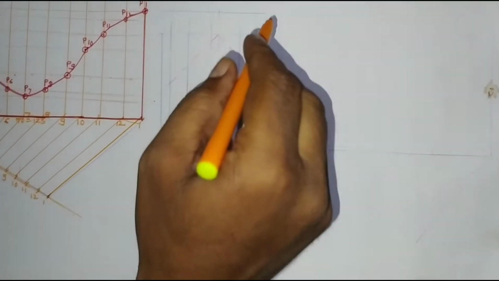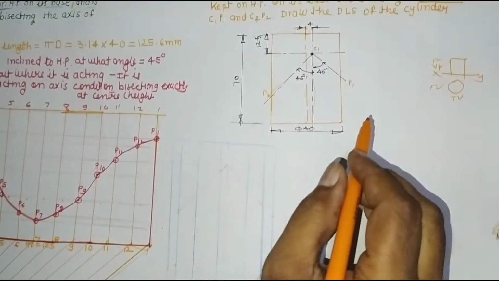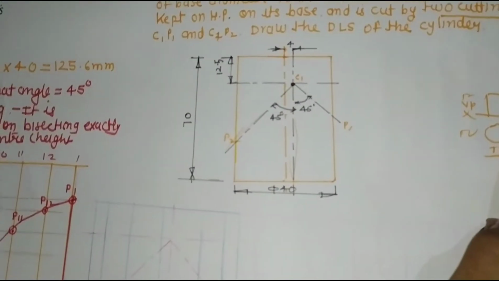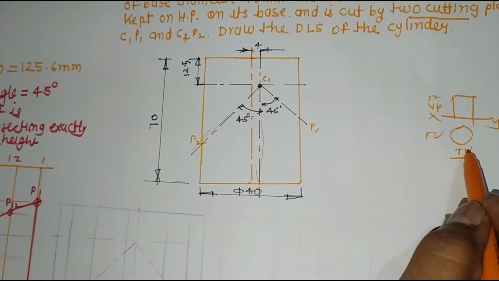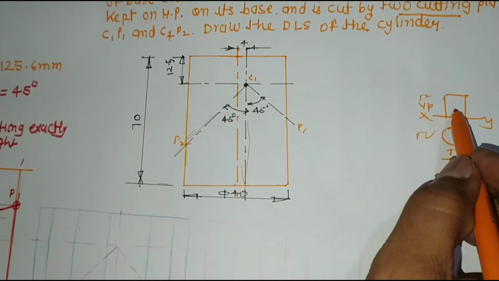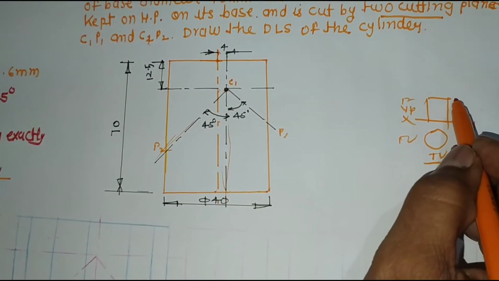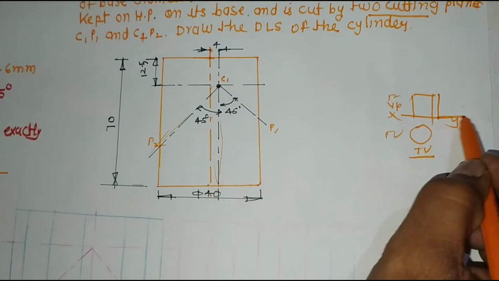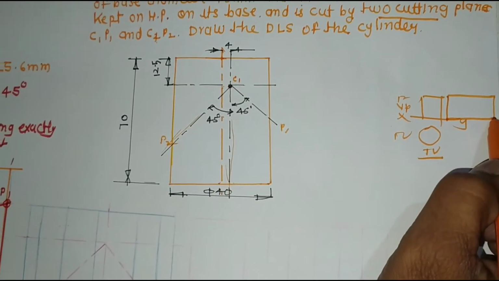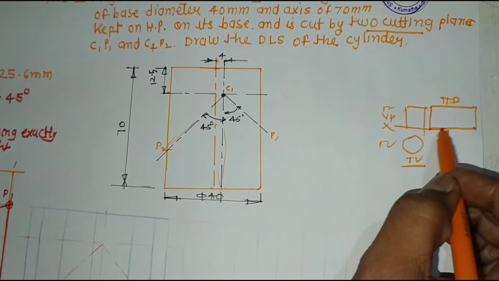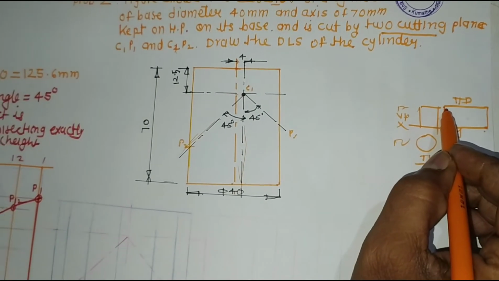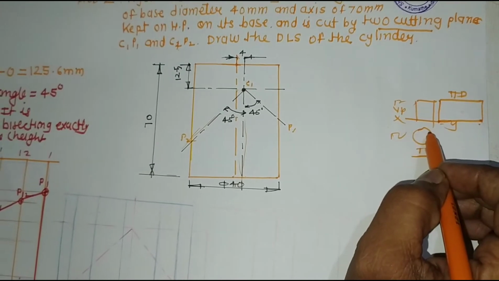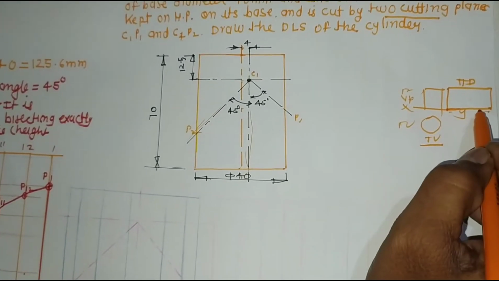Now, for the development, the first step is to draw the top view. Here is the circle. The second step is to draw the front view. The third step: at some distance I will draw one line here. What is the development of this basic cylinder? Length is equal to pi d, and height is equal to the height of the front view. That is the perimeter of the circle. This is the pi d length.